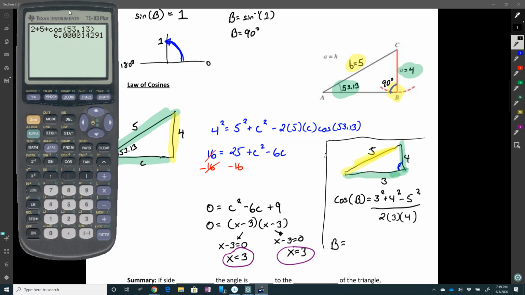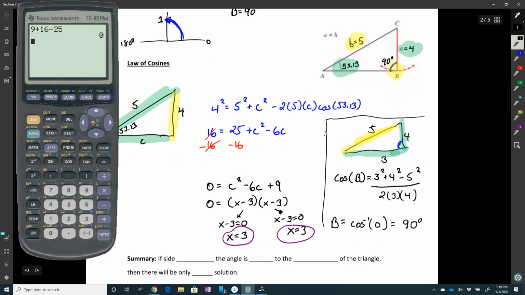So we get our calculator, and let's do the inverse cosine of parentheses 9 plus 16. Oh, God. You know what? I'm just going to figure out what that number is first. So 9 plus 16 minus 25 is 0. And 0 over that is 0. So B equals the inverse cosine of 0. And in this case, that's 90 degrees. Okay?